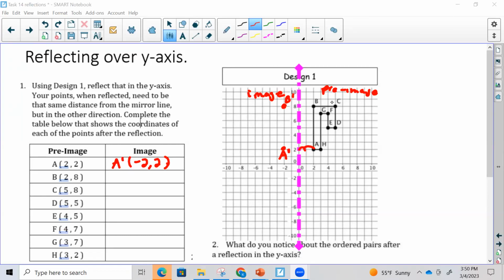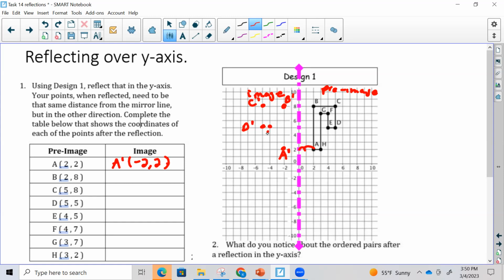So I count C, it's 1, 2, 3, 4, 5. And then I'm going to count 5 in the other direction, 1, 2, 3, 4, 5. And then I'm going to put C prime. Then I'm going to do D. So D is 1, 2, 3, 4, 5 to that line. And then I'm going to count again 5 on the other side of the line, 1, 2, 3, 4, 5. And then this is D prime. Then I'm going to do E. So E is 1, 2, 3, 4. And so I'm going to count 1, 2, 3, 4.